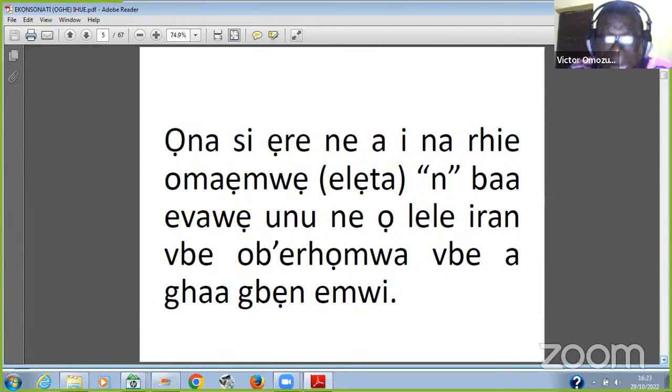So whenever you are writing, you don't need to add the N after a vowel that immediately follows a nasal consonant, any of the 5 nasal consonants.